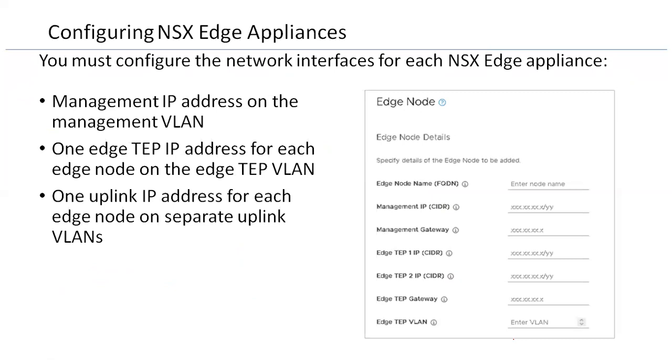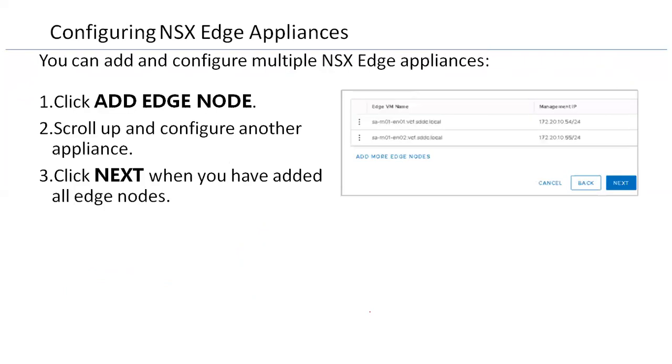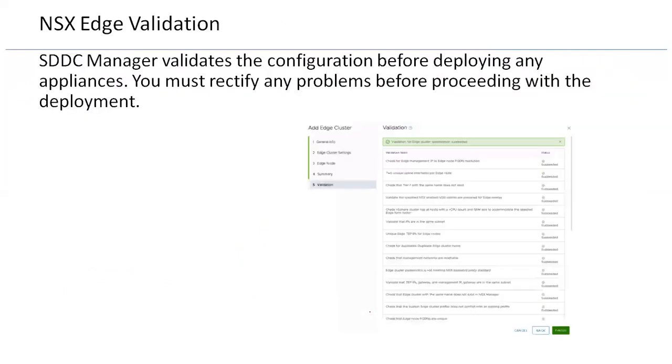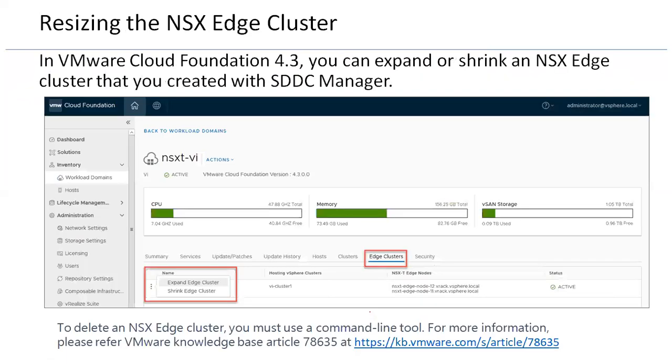Configure the page again, with all the parameters: what would be the name, what would be the gateway, what is the TEP 1 IP, what is the TEP 2 IP, what is uplink 1, uplink 2. Okay, so all these details we have to configure during the edge node deployment. Once the edge node deployment is successful, it will show you the finish.